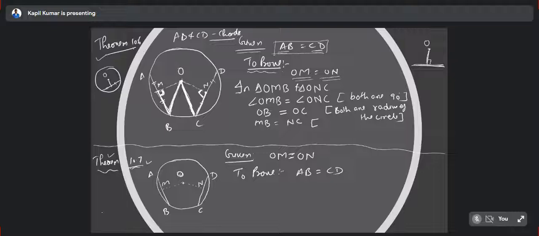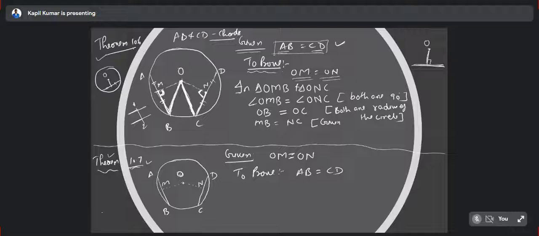So if these two are equal, we are not saying that this is equal to this one. But it is given that AB is equal to CD, meaning the total lengths of these two chords are equal, so the half lengths will also be equal. If there are two lines, and we say the lengths of these two lines are equal, then if I take half the distance of these two lines, that will also be equal.